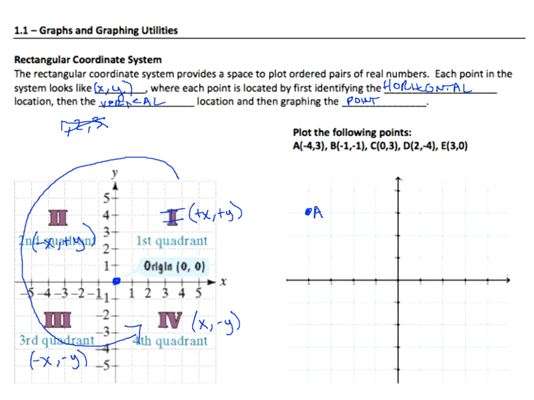Okay, so point B is -1, -1, so left 1, down 1. Point B. C is 0, 3, so left to right, none, up 3, right here. D is +2, -4, so right 2, down 4. Can't believe I'm actually hitting the mark with these points. I'm still not that great with the bamboo tablet. Point E, 3, 0, so right 3, up or down, none, sitting right on the axis there.